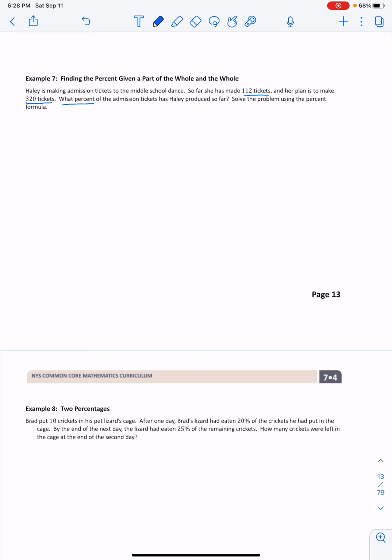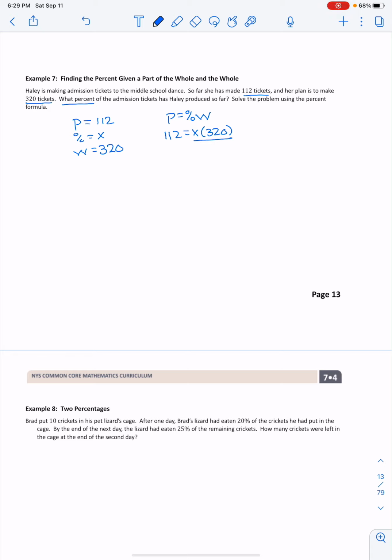So now we know that we have to find the percent. So we have P, percent, and W. So we want to find our percent, so that's our X. You know she's made 112, but she wants to make 320, so that 320 is going to be our whole, and the 112 is our part. Also remember, when we find our percent, it is going to be a decimal. So when I replace these, I have 112 equals X times 320.